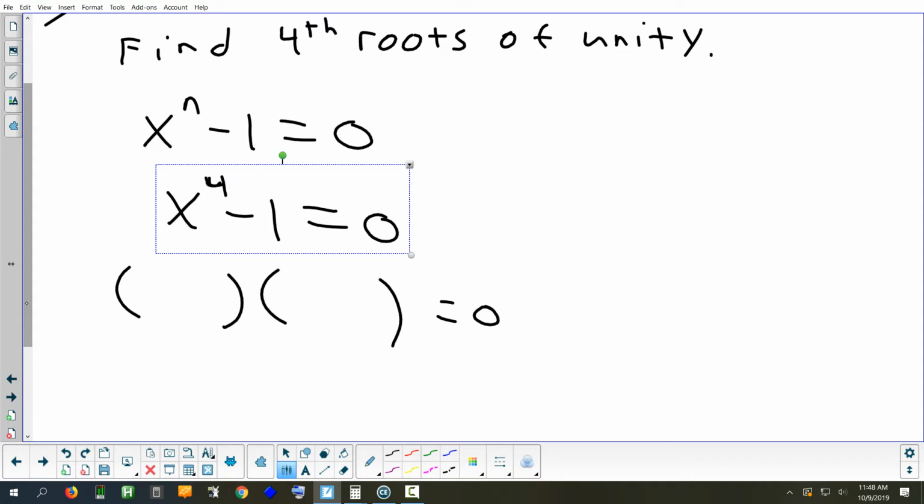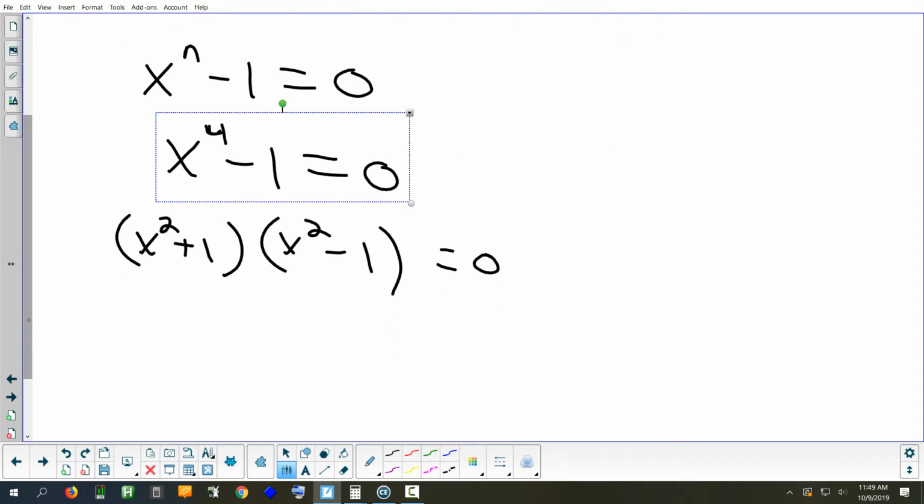Now, how about this one? Subtract the 1. What do you get here? The square root of negative 1. So you get i and -i. There's your 4 answers.